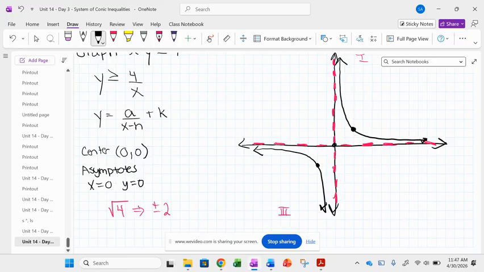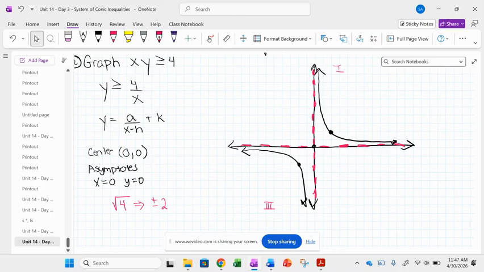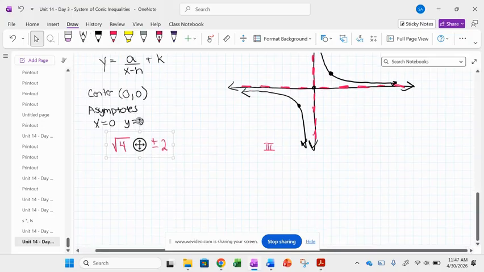All right, so now I drew solid curves because of the greater than or equal to, but now our options for shading are either going to be inside each curve or between the 2 curves. So what I'm going to do is test a point in one of the curves. I'm going to test the point 4, 2.